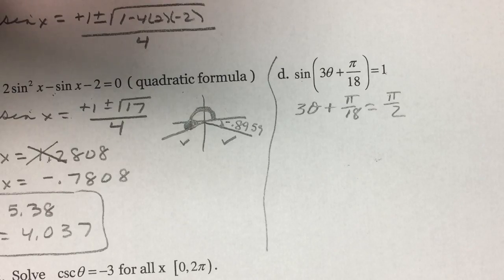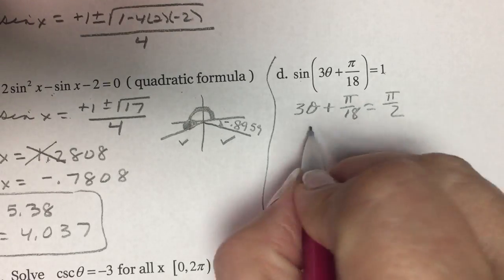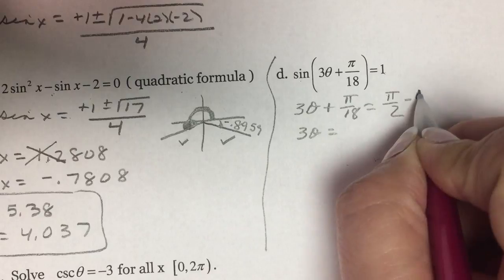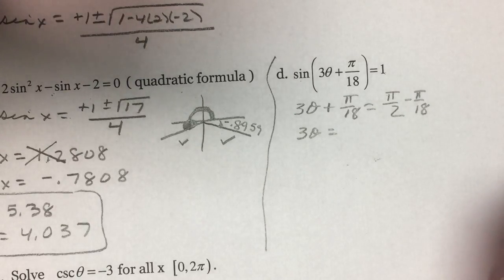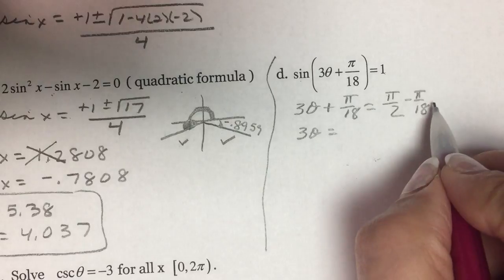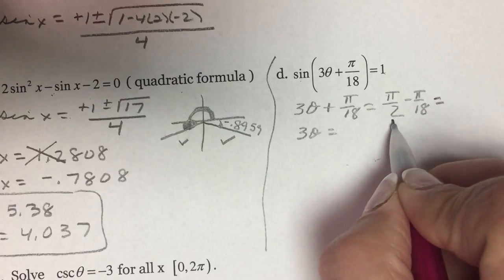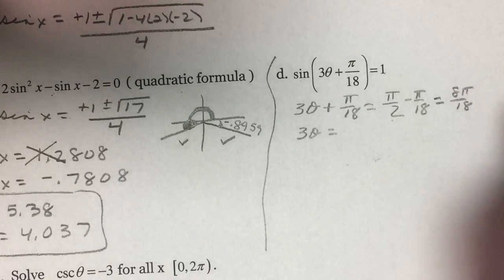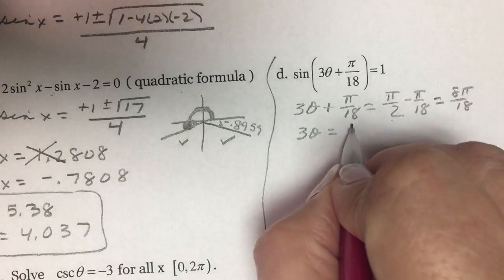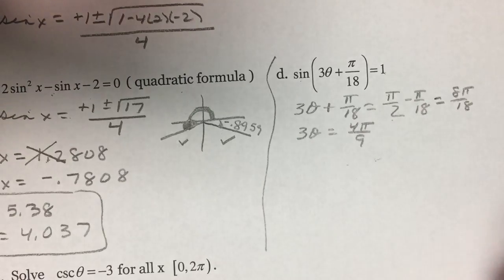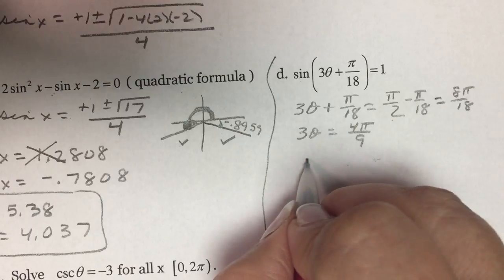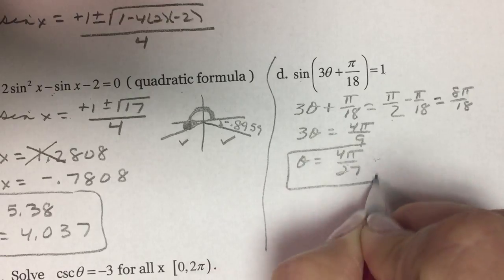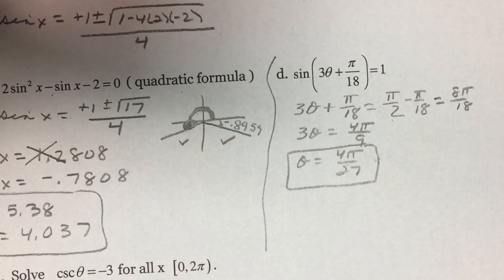Okay. So now, if I do this math, the first thing it's asking me to do is subtract pi over 18. So this is 9 pi over 18, so that's going to be 8 pi over 18, which if I simplify would be 4 pi over 9. And then if I divide that by 3, I'm going to get 4 pi over 27. That is one of my solutions. How terrible is that?